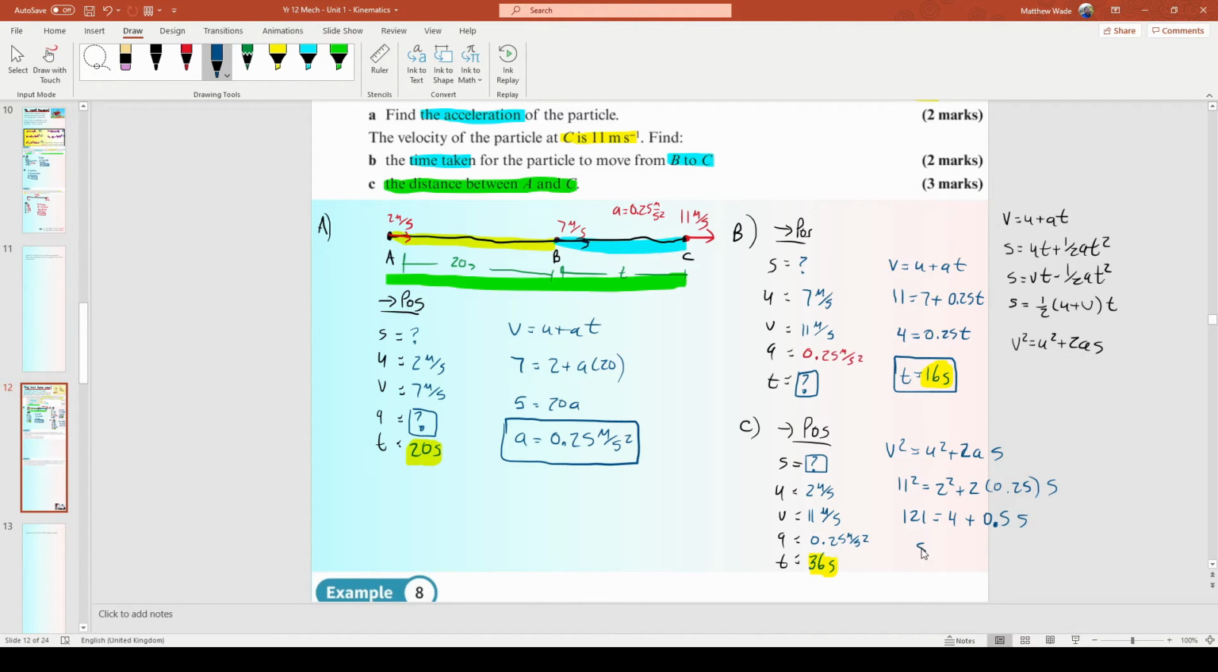Get what S is. S is going to be straight away 121 take 4 equals, divide by 0.5 equals 234 meters, which will be exactly the same answer as you guys just got, okay? So no matter how you did it, we would have arrived at the same answer. And then you got it. Happy days. Cool beans, buddies?